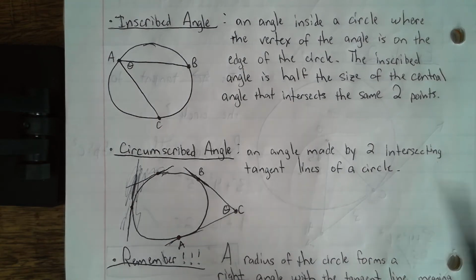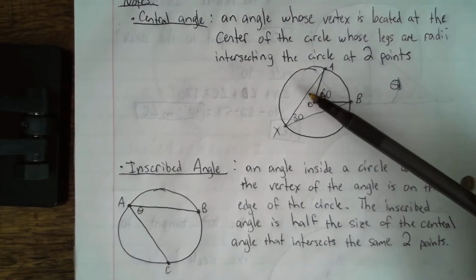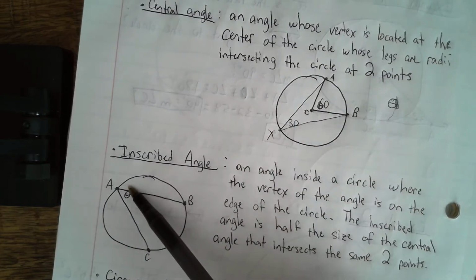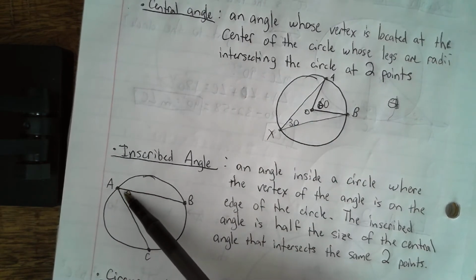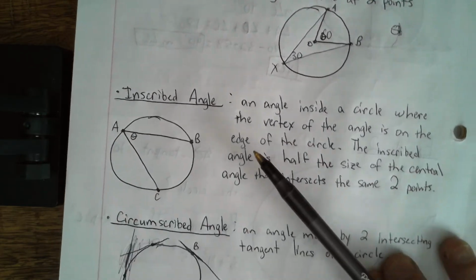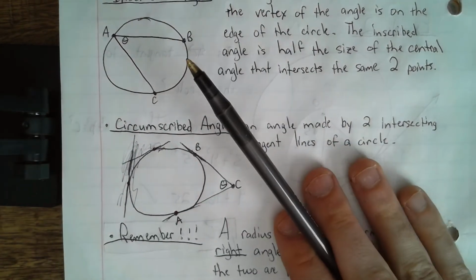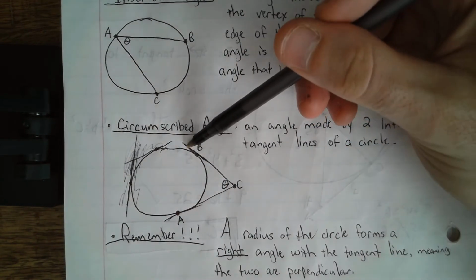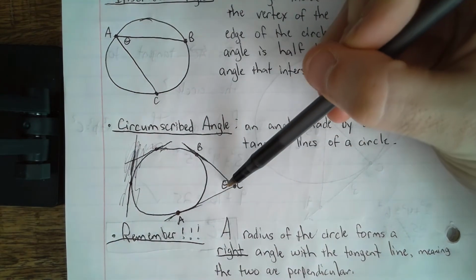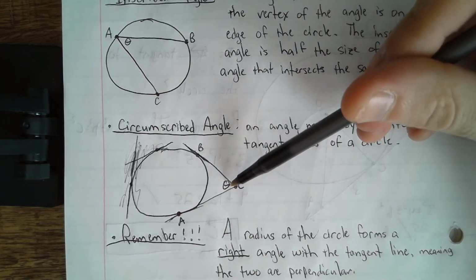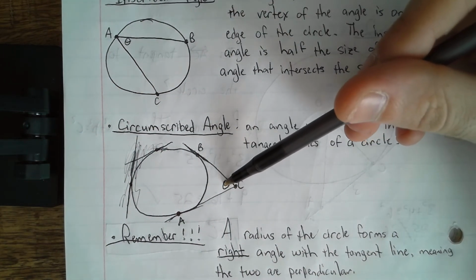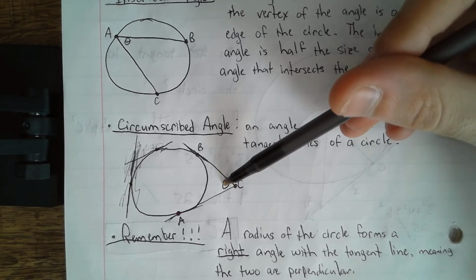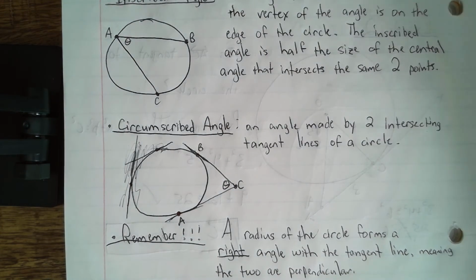That's going to be a little bit different because the central angle is inside the circle. The inscribed angle is also on the edge, but it's still a part of the circle, on the inside of the circle. A circumscribed angle, you can see right here, is on the outside of the circle, because this is where the two tangent lines intersect to form this angle. And again, that's theta, that's my unknown angle measure.